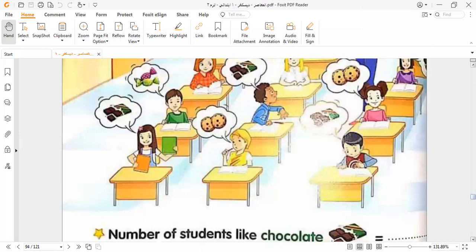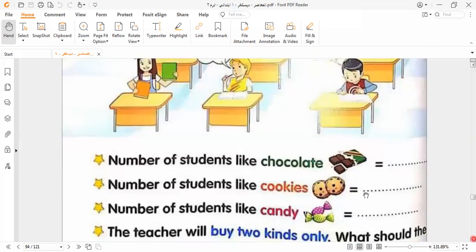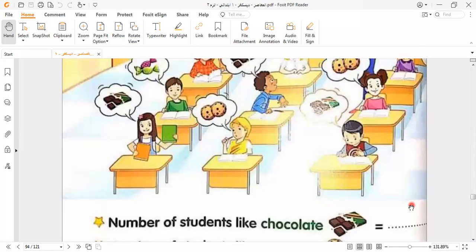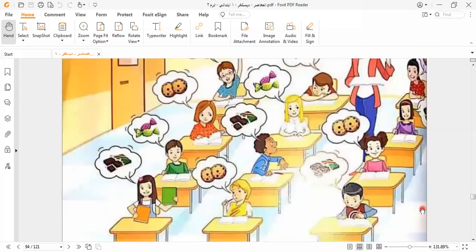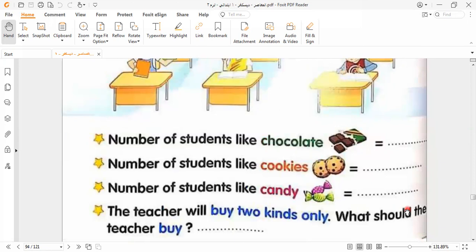Let's go to another exercise here. Here is a teacher and the students, and they are classified: some of them like chocolate, some like cookies, some like candies. The teacher wants to know the number of students who like chocolate, cookies, and candies. We have two kinds only that the teacher should buy, because the most students like them.